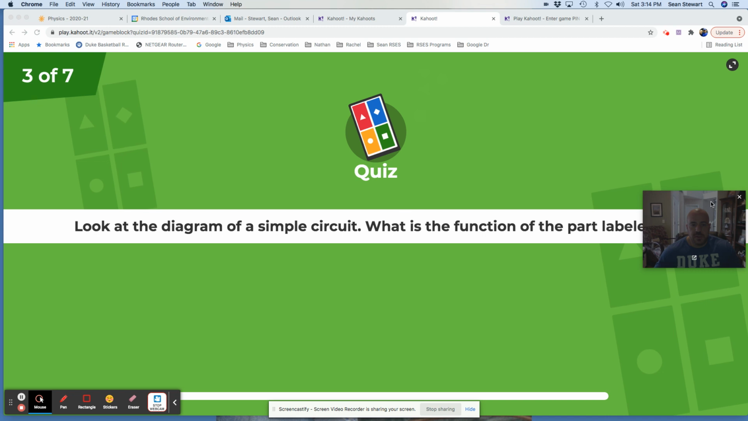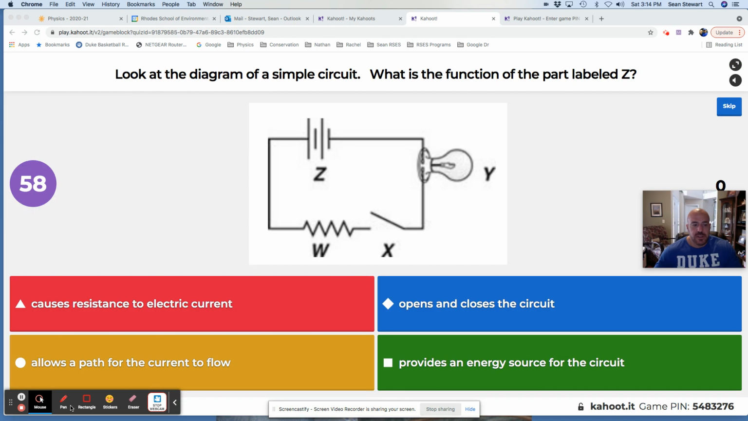What is the function of the part in this circuit labeled Z? So what does Z do? Press pause while you think.